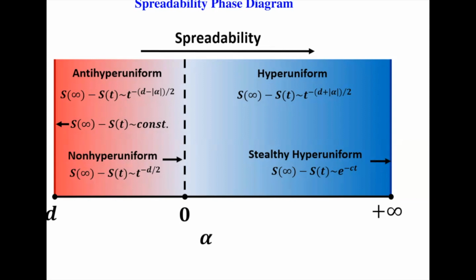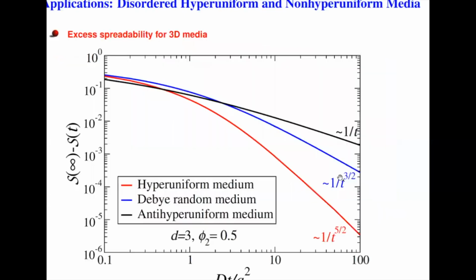Which is much slower than this. If you're to the right, then you're in the hyperuniform regime. And if you have typical hyperuniform, you have inverse power law, where alpha is, as I said, going to be greater than 0. So you're going to be in a certain hyperuniformity class. And then if it's stealthy hyperuniform, it's this exponential decay.